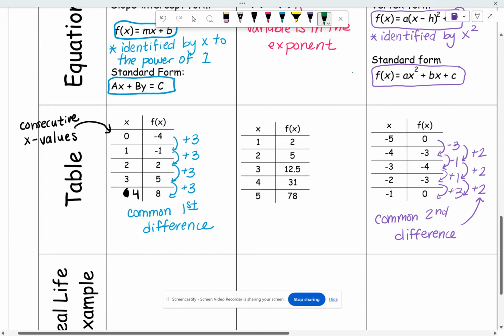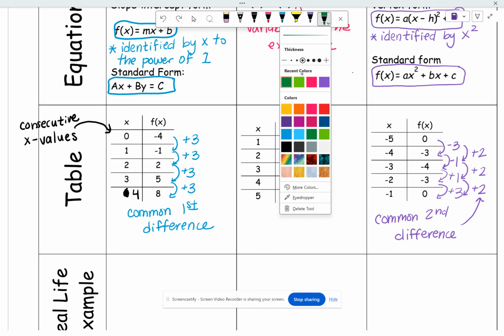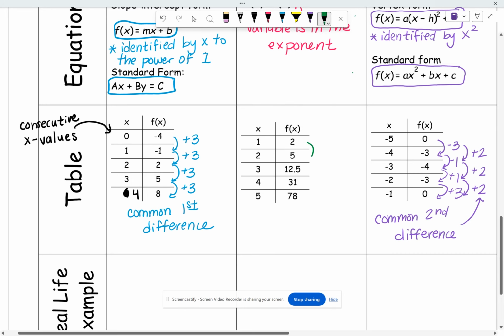I'm gonna write some things in green. Don't write this down. Here's what I would do. I would look at this and I go, okay, I want to try my first difference. All of these pens are set thick because of graphing. Okay, let's try this again. From 2 to 5, okay, I add 3. From 5 to 12.5, I add 7.5. To get to 31, I'm going to add, is it 18.5? To get to 78, you're not writing this down, right? Don't write it down. 47.